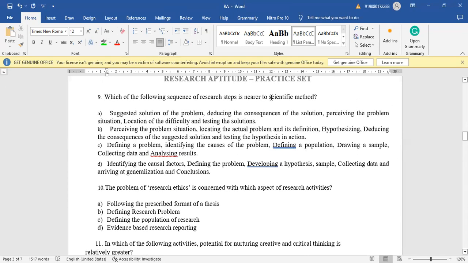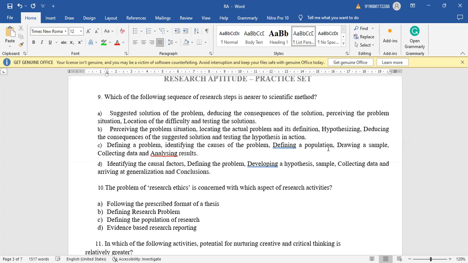Which of the following sequences of research steps is nearer to scientific research? See, questions like this, if you read the entire sentence, will eat up your time. I'm sure if you read the entire sentence and understand it, it will take up 2 to 3 minutes of your time. Yes or no? So how do you deal with questions like this?